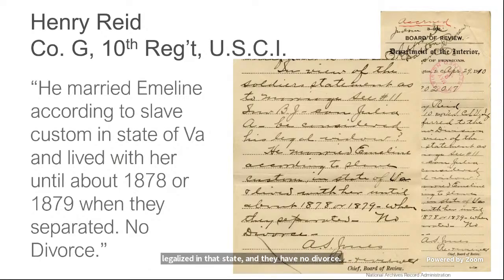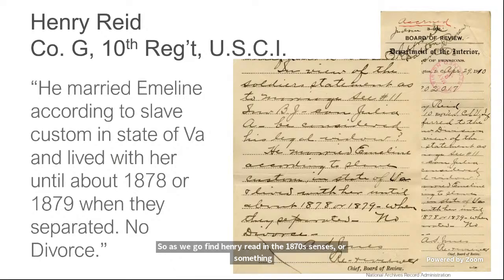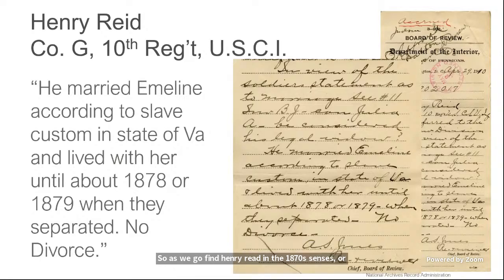So it doesn't matter so much to us whether or not Julia gets her money. We want to know that Henry Reid was married to Emmeline until about 1878. That's what we want to know. So when we go find Henry Reid in the 1870 census or something like that, when we're searching for other records, we need to know that if there's a Henry Reid with a wife Emmeline, that could very well be the right one. So you see how valuable all this information is and how you need to read every one of the documents.